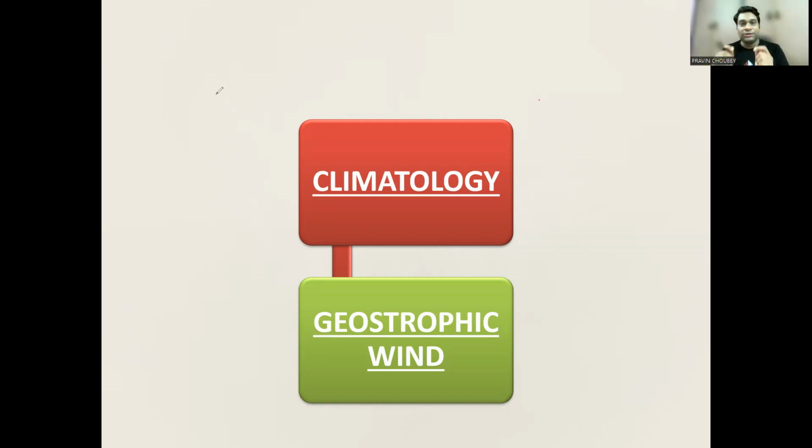I am going to teach you a very important topic from climatology, and the name of the topic is geostrophic wind. So this is a topic from climatology. As you know, climatology is one of the important parts of physical geography, and in physical geography, we are dealing with a topic called geostrophic wind.